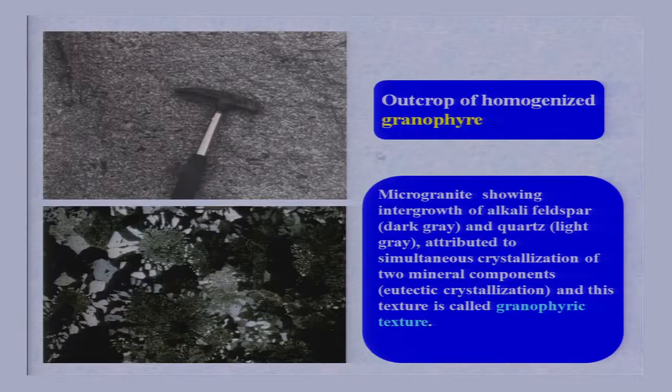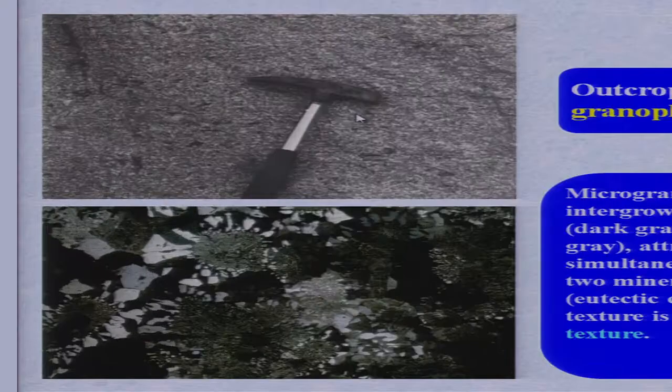I will show you with the help of a field photograph how the granophoric texture looks in the field. Outcrop of a homogenized granophyre. The rock having granophoric texture is called granophyre. In the granophyre outcrop, you can see grayish colored circular minerals surrounded by dark gray colored minerals.